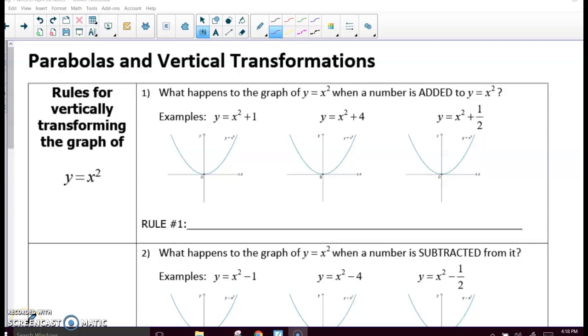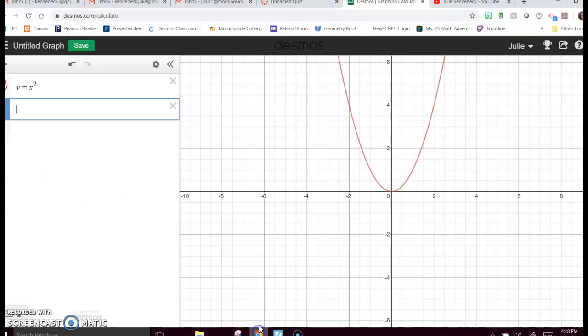Let's take a look at some things that we found in the previous pages and put them into rules. What happens to the graph of y equals x squared when a number is added to y equals x squared? I have three equations here: y equals x squared plus 1, y equals x squared plus 4, and y equals x squared plus a half.